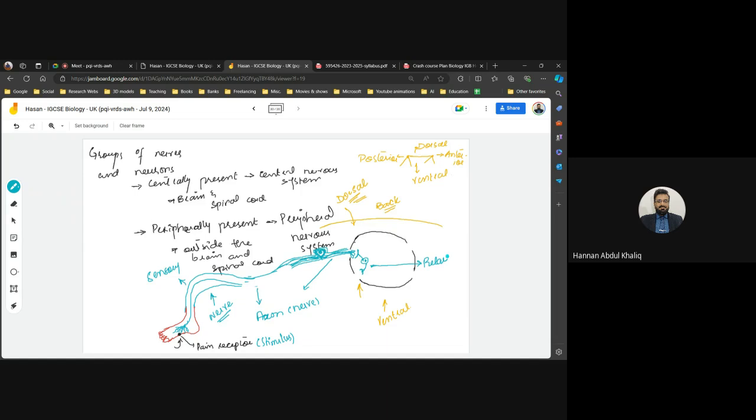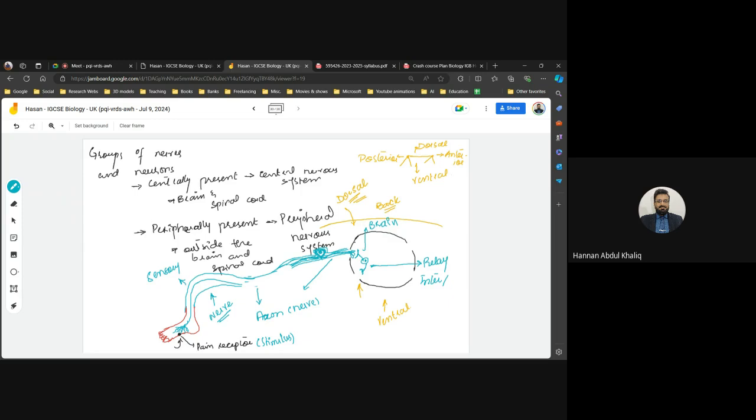This one is a relay neuron or interneuron. Why? Because it can take the stimulus towards the brain. The sensory neuron would stop here. There is no use of the sensory neuron after this point.